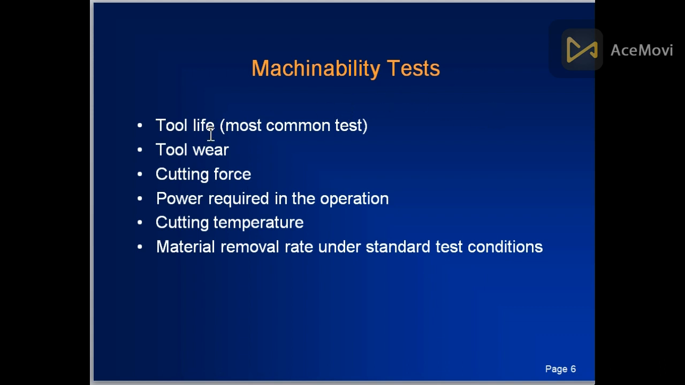Machinability tests include tool life, which is the most common test. Tool wear, that is how much time a tool takes to wear. Cutting forces, that if there is more force required, the machinability is low. Power required in operation. Cutting temperature, if the temperature is rising suddenly, then it means that machinability is low. Material removal rate under standard condition. If less material is being removed under the standard condition, it means it has low machinability.